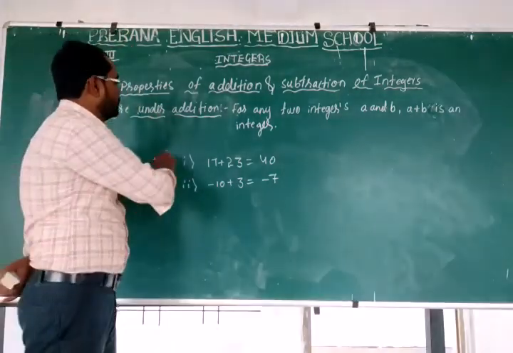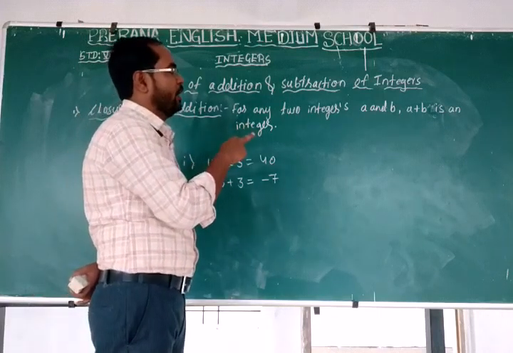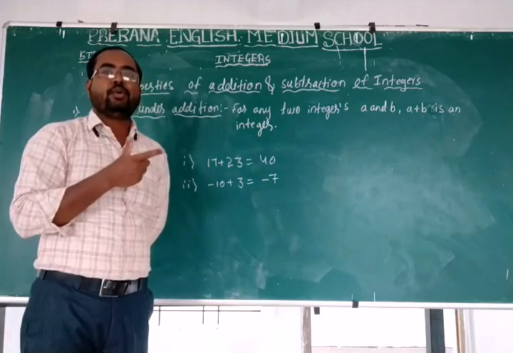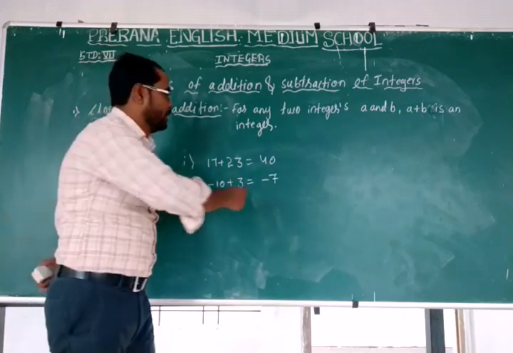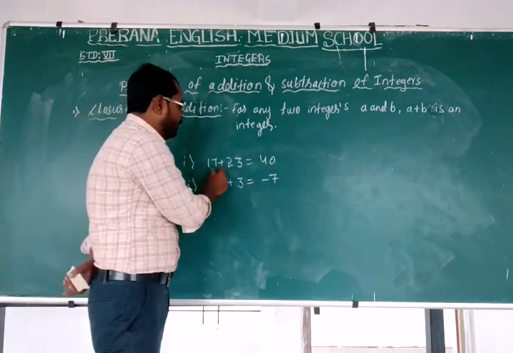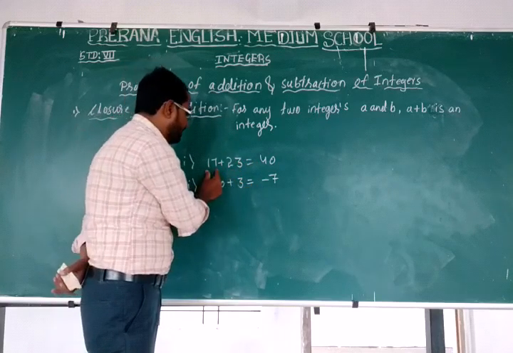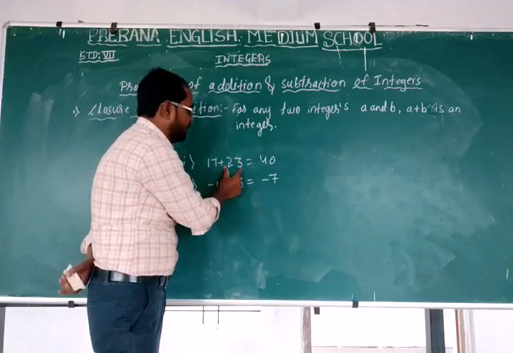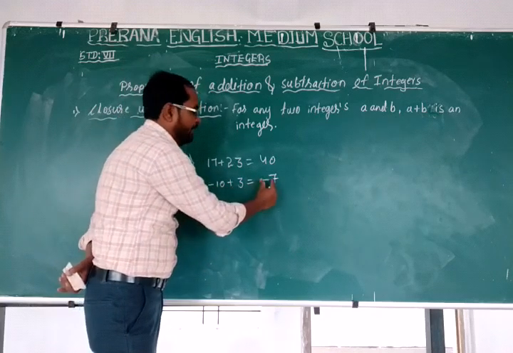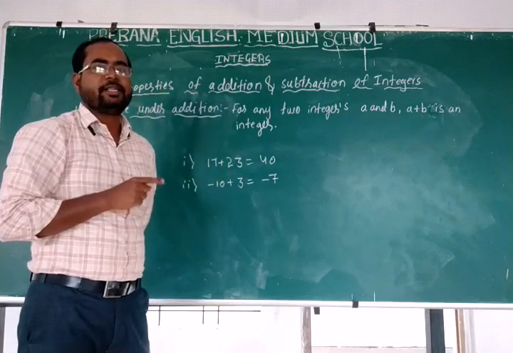So what does the closure property under addition say? For any two integers a and b, a plus b is an integer. If you take any two integers and add them, the result will be an integer. For example, 17 plus 23, you get 40. It is also an integer. Here 17 is an integer, 23 is an integer. Here minus 10 is an integer, plus 3 is an integer. The result minus 7, what you got, is also an integer.